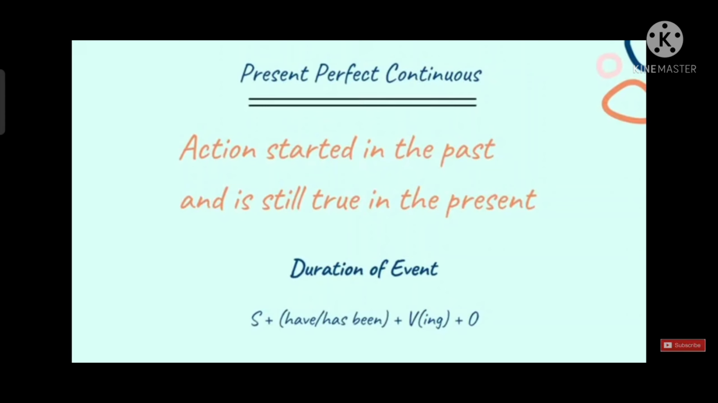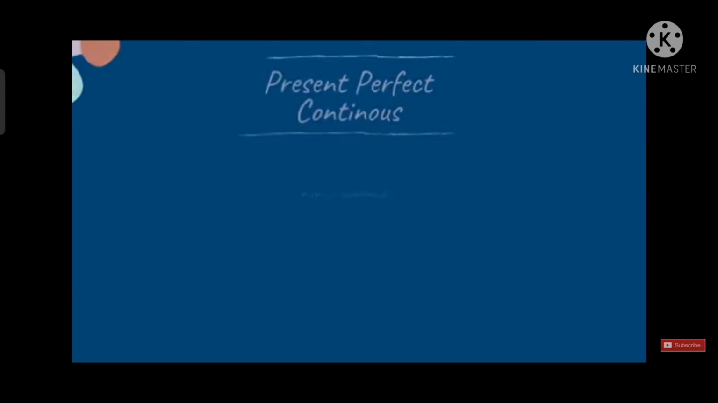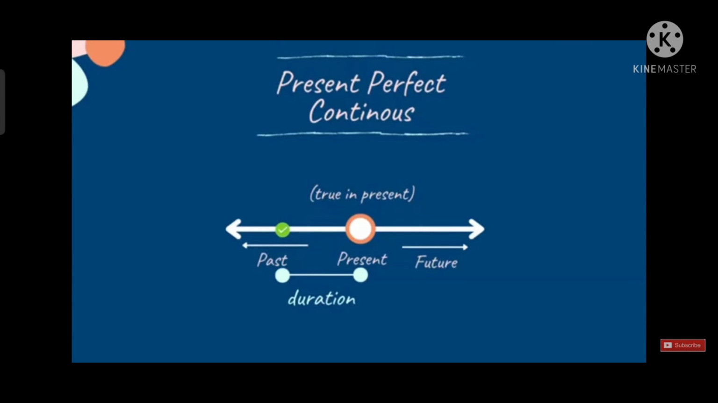Let's understand its placement in the timeline. In the timeline, it can be seen that the work started in the past, which is shown by the green tick, and still true in the present, which is shown by an inner circle of white color. Also, the duration of the event is highlighted by a blue colored line.